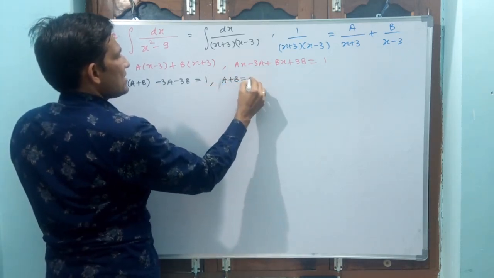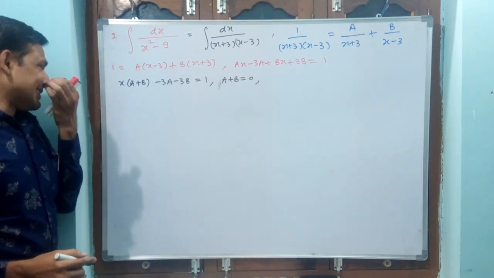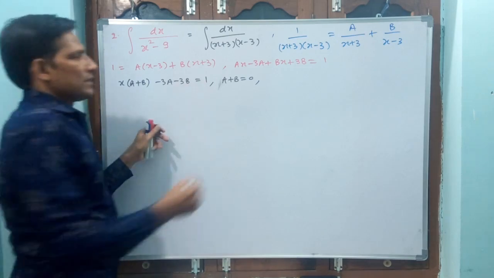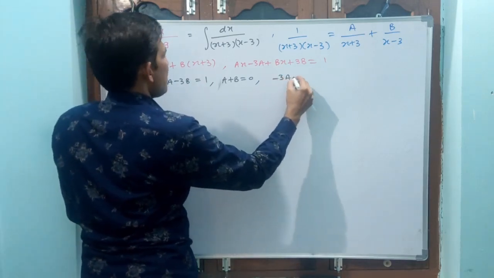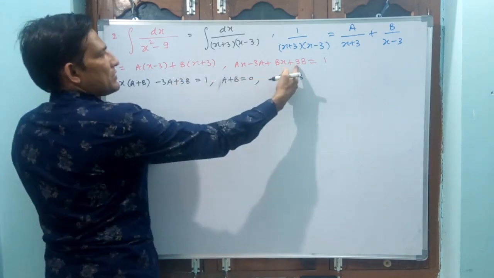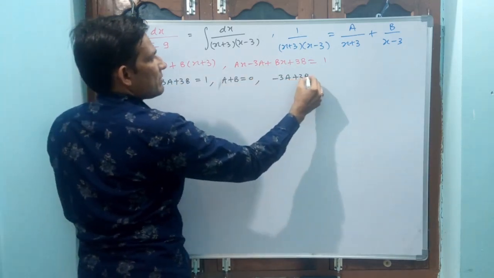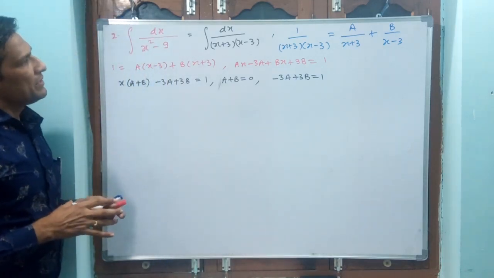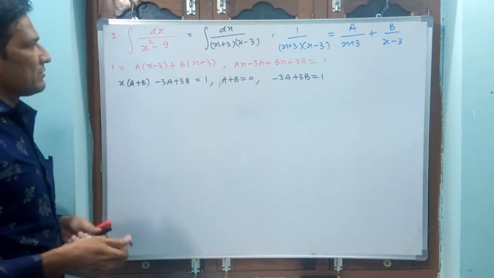A plus b is equal to 0. This is one equation. And constant is there. Minus 3a minus 3b is equal to 1. Write down, minus 3a minus 3b. I think plus 3b, I have made a mistake. Minus 3a plus 3b is equal to 1. Okay, minus 3a plus 3b. Yes, one is plus, one is minus.